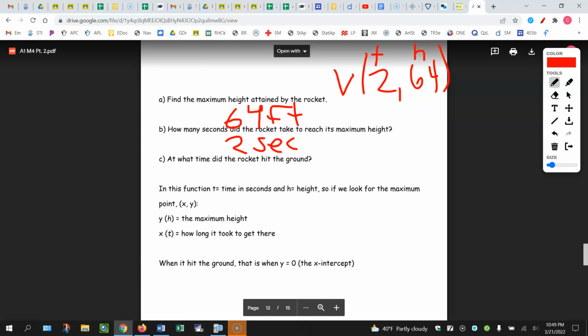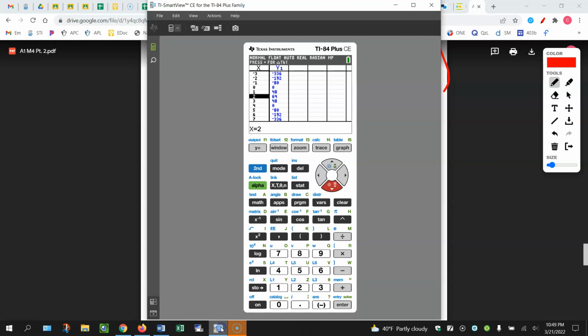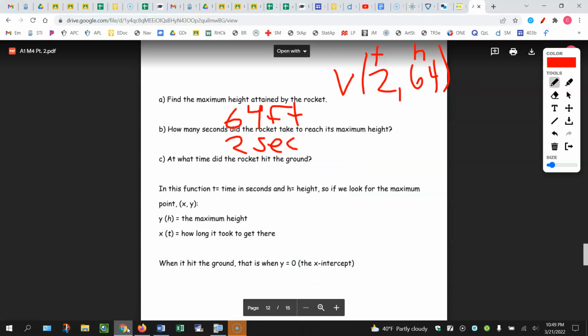What time did the rocket hit the ground? So we're looking for an x-intercept. If we go back here, I'm not looking at the original 0, because that's when it took off. The y-intercept was 0. It was after 4 seconds. I can see here I have a height of 0. If the height's 0, it's on the ground. So after 4 seconds, the rocket hit the ground.